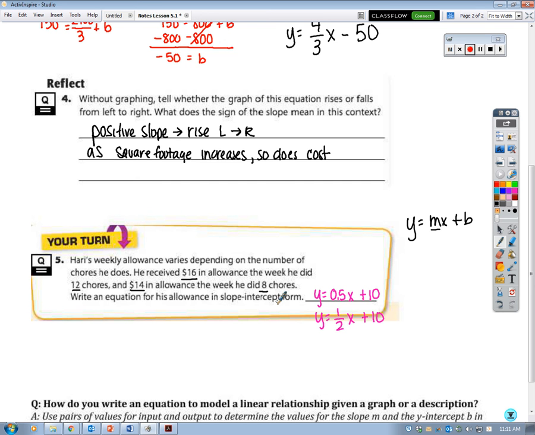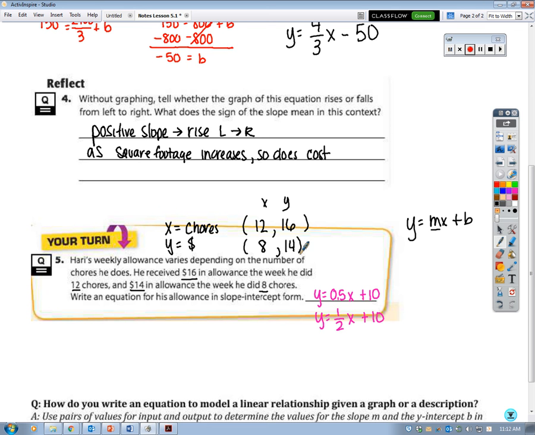So we've got dependent and independent variables here again. The amount he makes depends on the number of chores he does. So our dependent variable is our money, how much he makes, and our independent variable would be the chores. So that means x is chores, and y is total allowance. So we've got 2 points here. We've got 16 and 12, where 12 chores gave him $16, and 14 and 8, where 8 chores gave him $14.